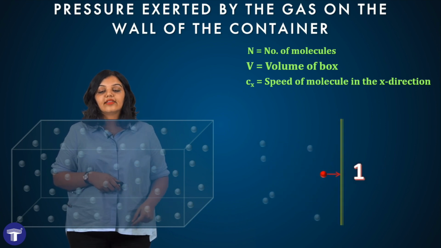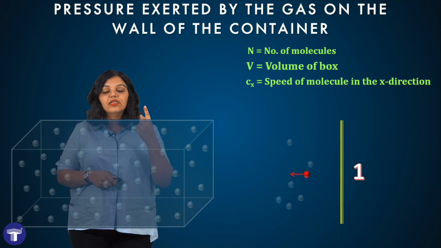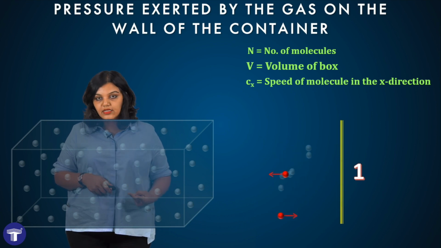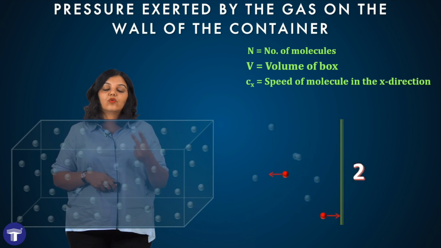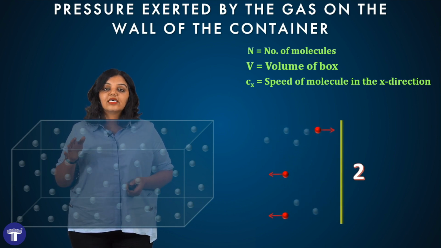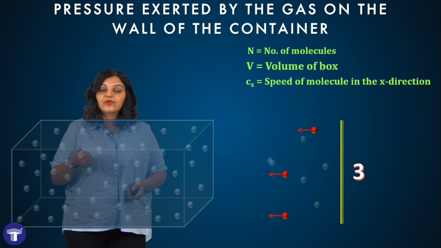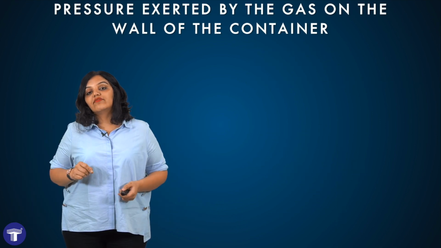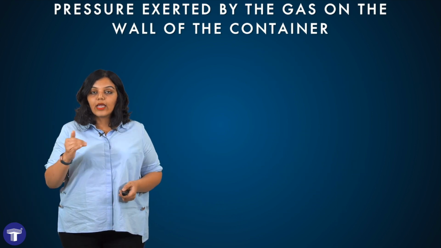So I'm going to observe the molecules, and I'll see that one molecule hits the wall, and this is the first collision. Similarly, I will continue to observe that at some other point there will be another molecule hitting the wall, which will be the second collision, and so on and so forth. So in total I will count the number of collisions that the molecules have with the wall, and for each collision I will write down the change in momentum.